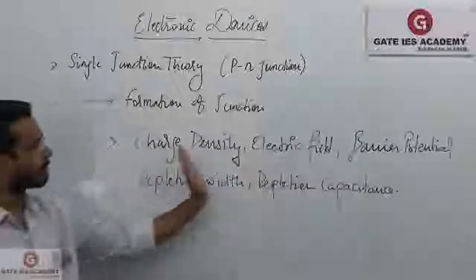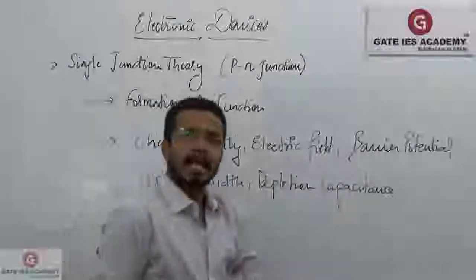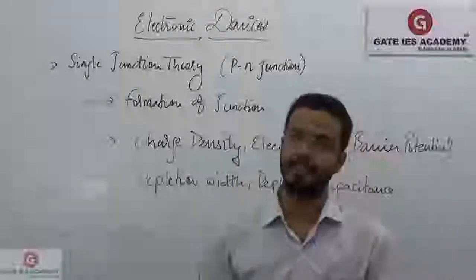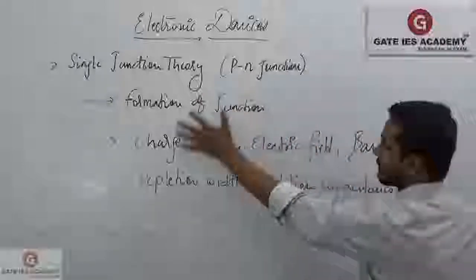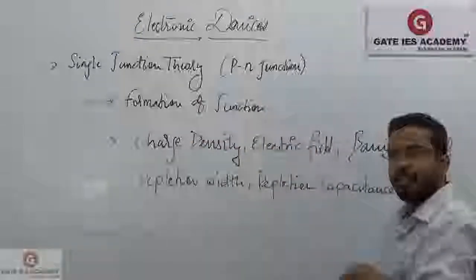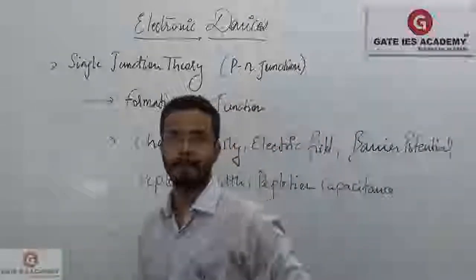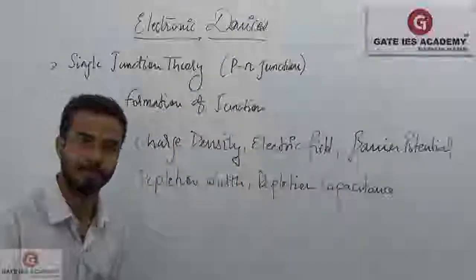Okay, so this is the part about what happens as you make the junction, without the application of any external field. As you make the junction, these things will appear there irrespective of your external voltages.